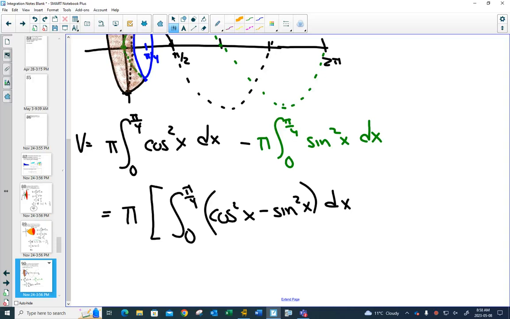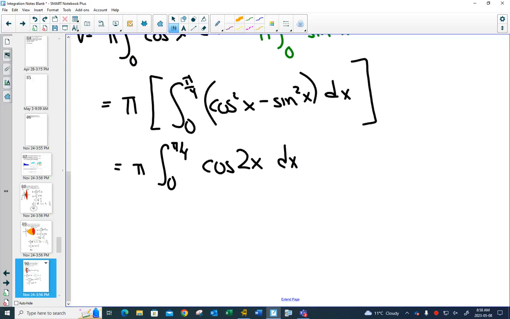However, if you recognize that this is an identity, that cos squared minus sine squared was one of the identities we learned in our trig identities unit, we can change this to cos 2x. And that is an integral we can do.